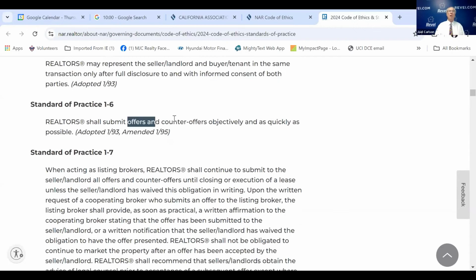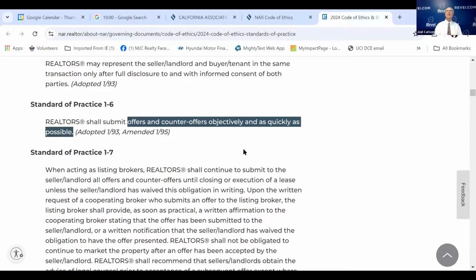You shall submit all offers and counteroffers objectively and as quickly as possible. You say, well, wait a minute, isn't that law here in California? Here's what the law says. The law says you must present all offers. It doesn't say anything about objectively or quickly. It just says you must present all offers. So now somebody gives you an offer, you have to present it objectively and quickly. Why? Because you're a realtor. It's part of the code of ethics. You have law here in the state. A lot of the stuff we're talking about here is law in the state of California.